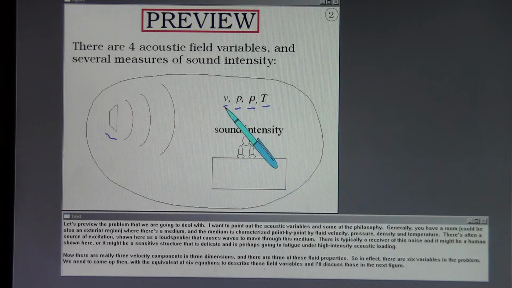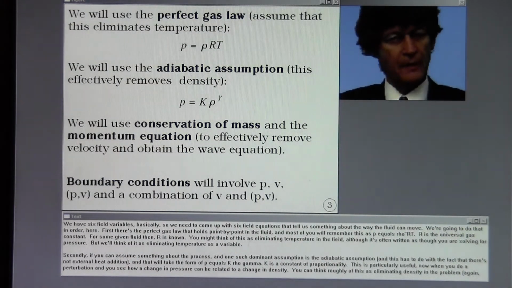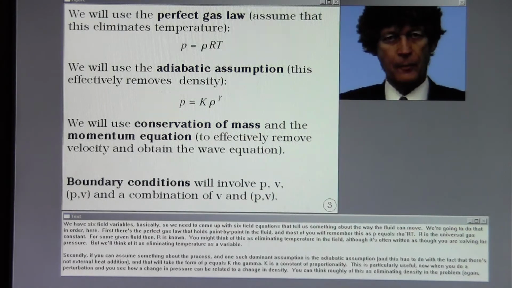Now there are really 3 velocity components in 3 dimensions, and there are 3 of these fluid properties. So in effect there are 6 variables in the problem. We need to come up then with the equivalent of 6 equations to describe these field variables. And I'll discuss those in the next figure. We have 6 field variables basically, so we need to come up with 6 field equations that tell us something about the way the fluid can move.